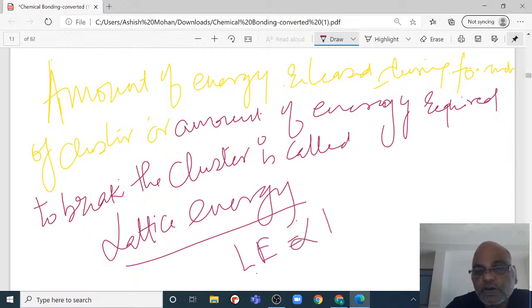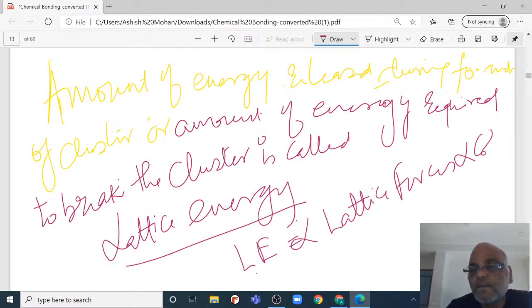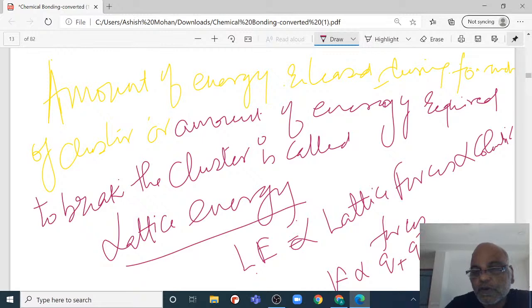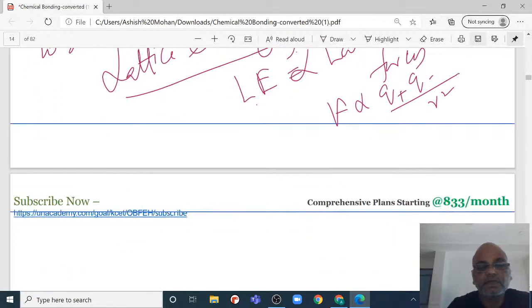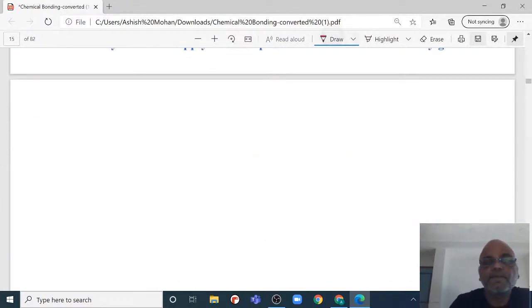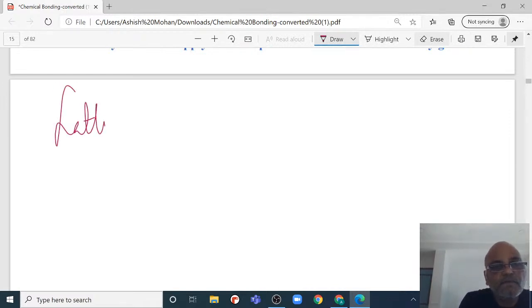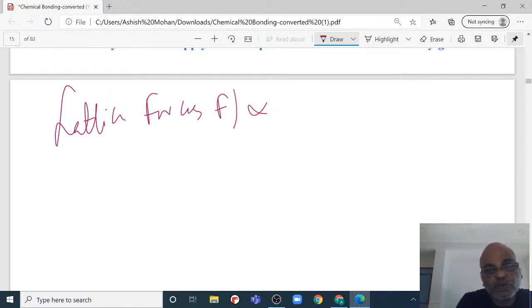Lattice energy is directly proportional to lattice forces. Lattice forces are Coulombic forces. So lattice force F is directly proportional to Q plus times Q minus upon R square, that is, to the charges on the cation and anion, and inversely to the square of the distance separating the nuclei of cation and anion.